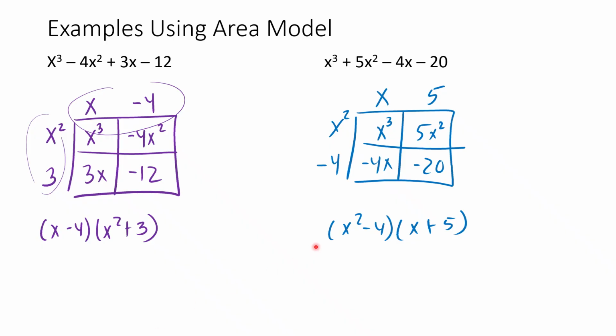But notice that this factor right here is a difference of squares, not to be confused with the sum and difference of cubes. This is a difference of squares, and this will factor into my conjugates, x plus 2, x minus 2. And so if you want to get it completely factored, there is an additional step to take there. And that's pretty much it for factoring by grouping. It's kind of a non-event.